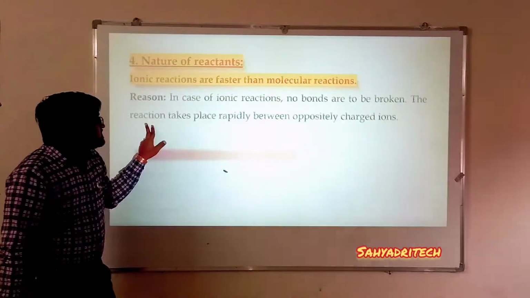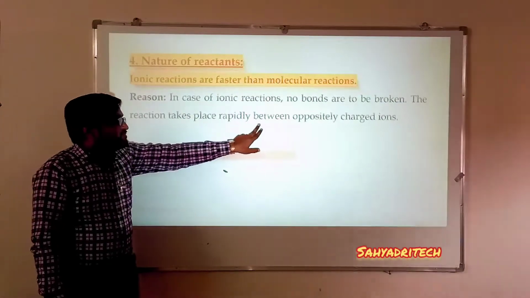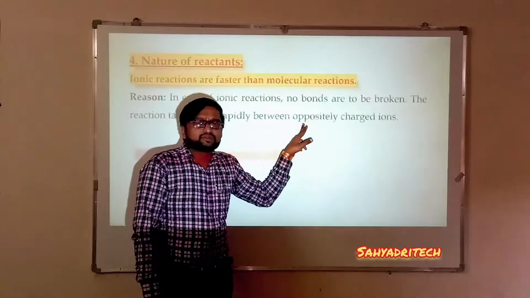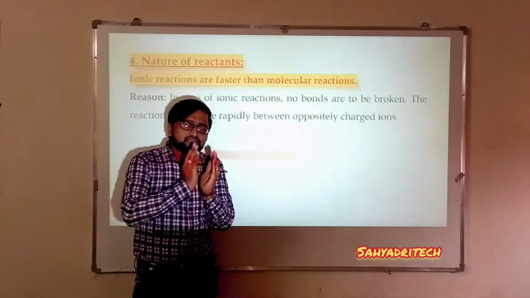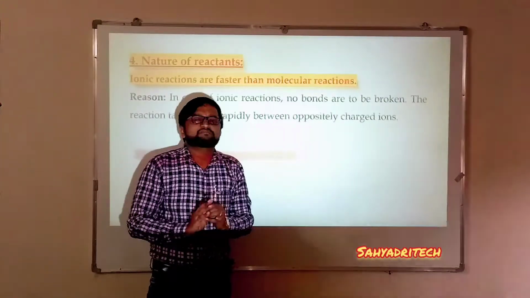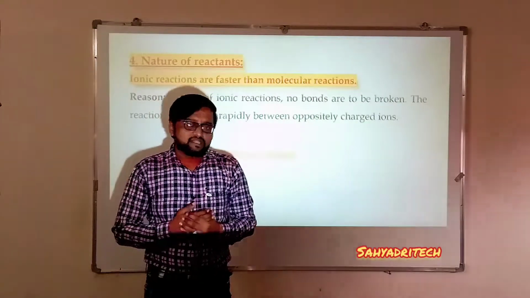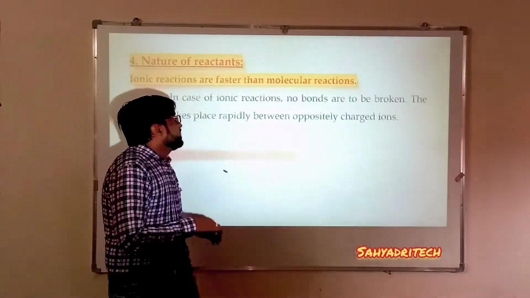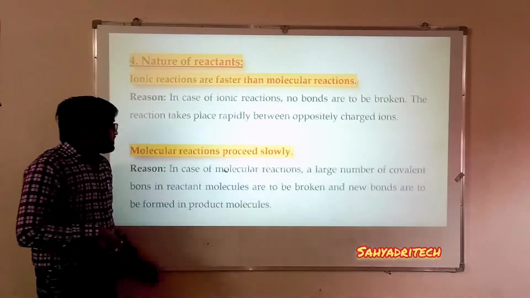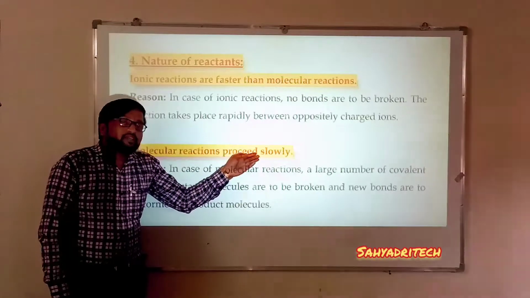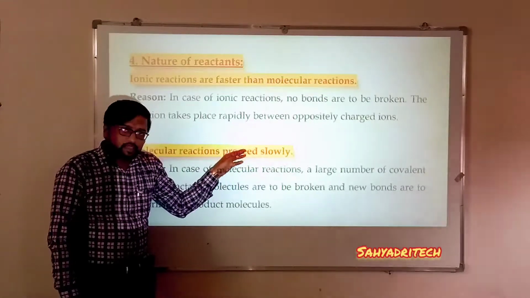The reaction takes place rapidly between oppositely charged ions. So in ionic reactions, the reaction takes place between the oppositely charged species. When I consider molecular reactions, they proceed slowly. They have a very slow rate of reaction.